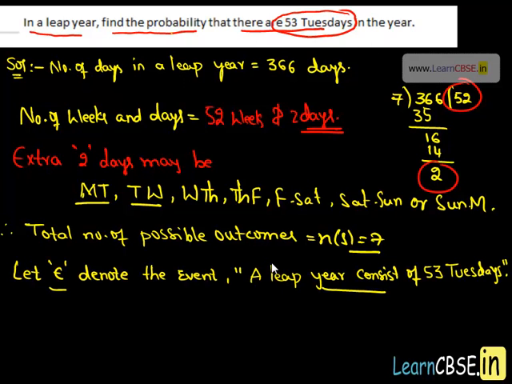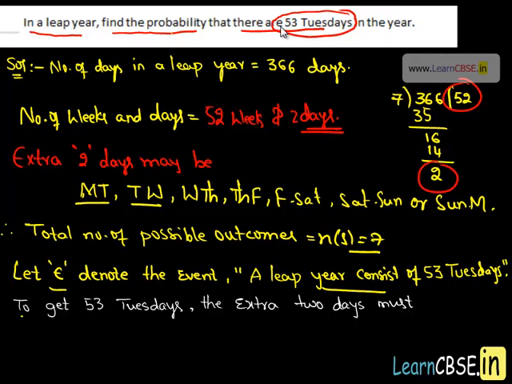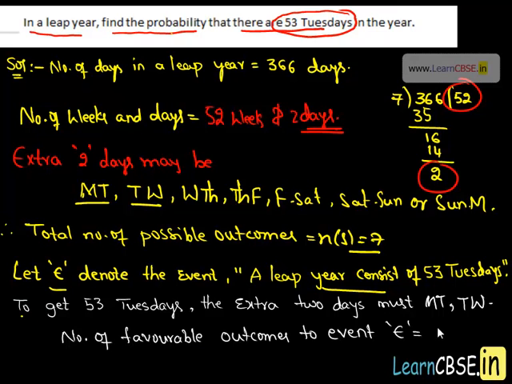Therefore, we have 52 weeks. That means we have 52 Tuesdays. To get 53 Tuesdays, the extra 2 days must be Monday, Tuesday, or Tuesday, Wednesday. Therefore, the number of favorable outcomes to event E is 2. That is, n(E) is 2.